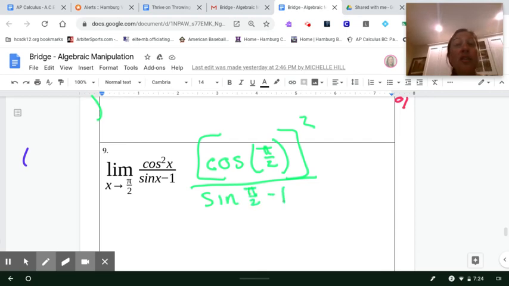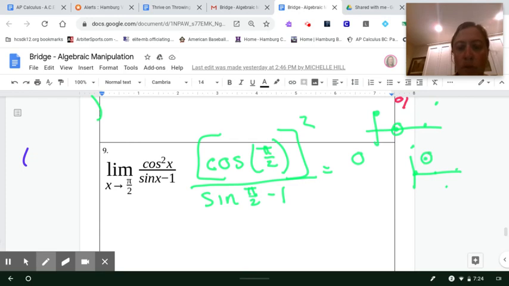So now again, pi over 2 is on the graph. I'm going back to my graphs when I think of these. So I'm going to do cosine. Starts at its max, hits 0, min, 0, max. Pi over 2 is my first tick mark. So the cosine of pi over 2 is 0. 0 squared is 0. The sine of pi over 2 starts at 0, max, 0, min, 0. The sine of pi over 2 is 1. So 1 minus 1 is 0.